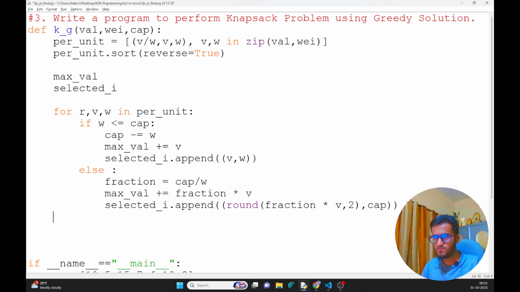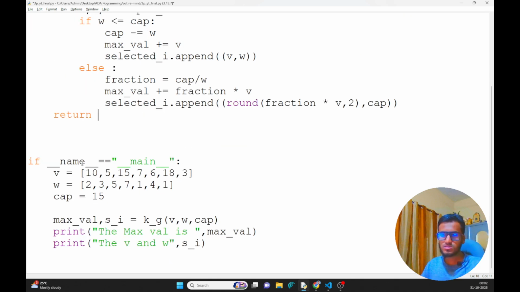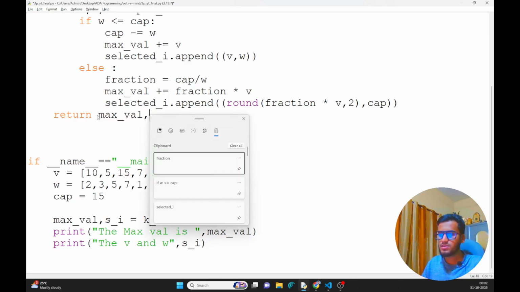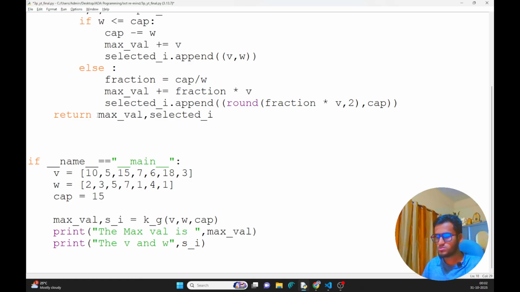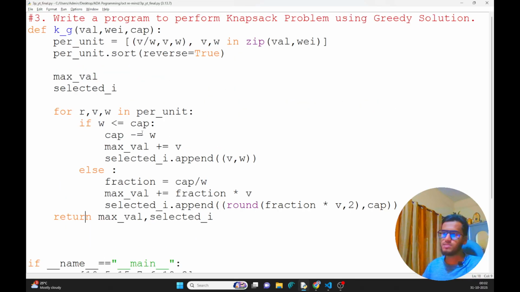Return, we'll return, RETURN. We are just returning the maximum value and the selected item. So let me copy and paste, or else I will write for you guys. Maximum value, and we are passing the selected item. So save and let me run.